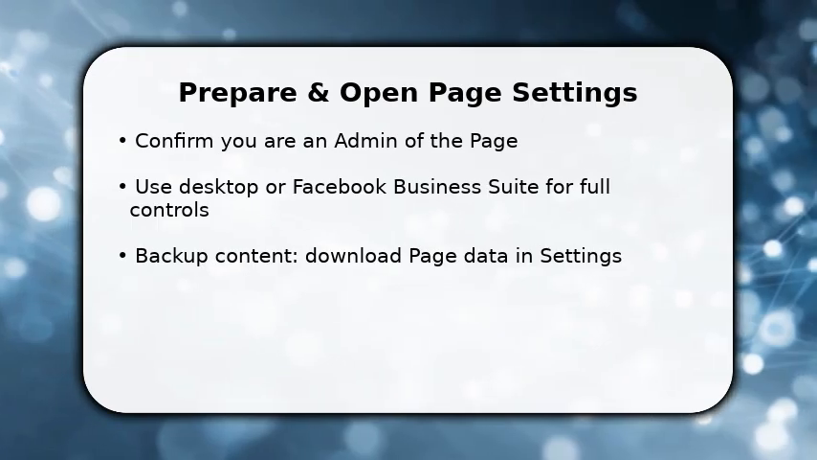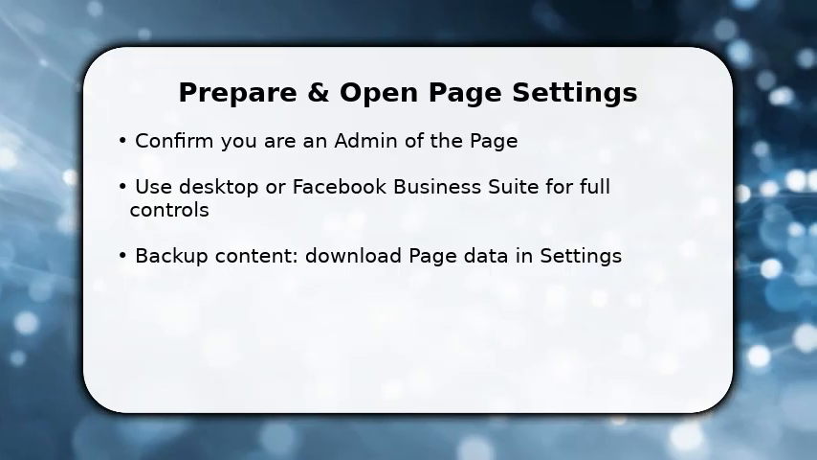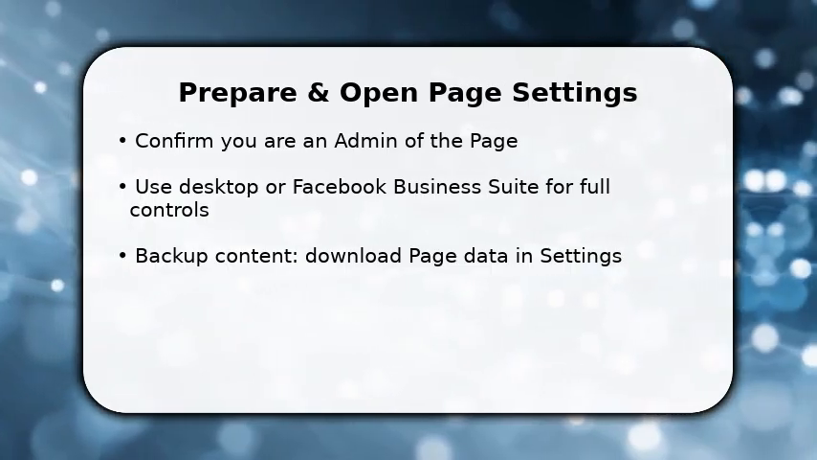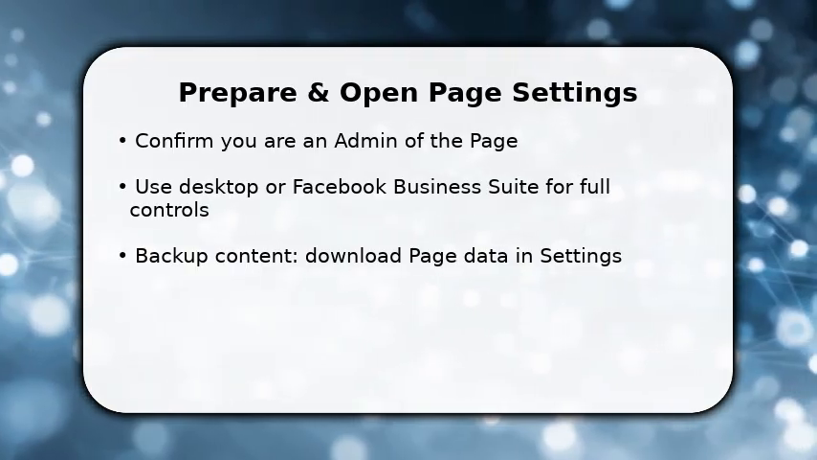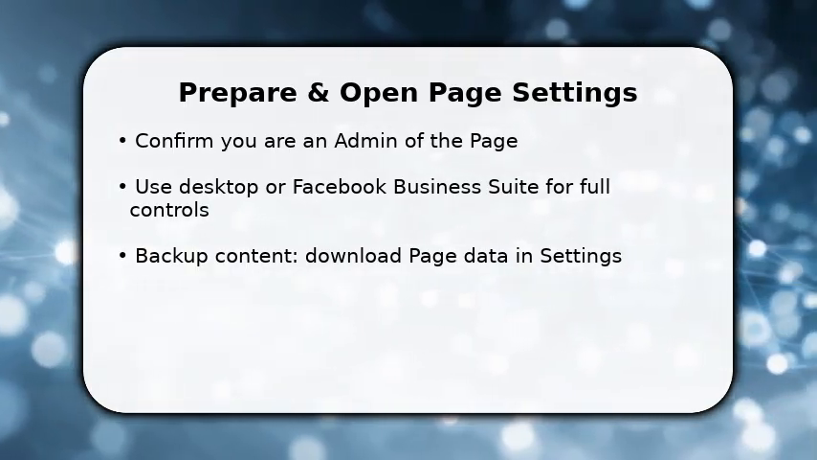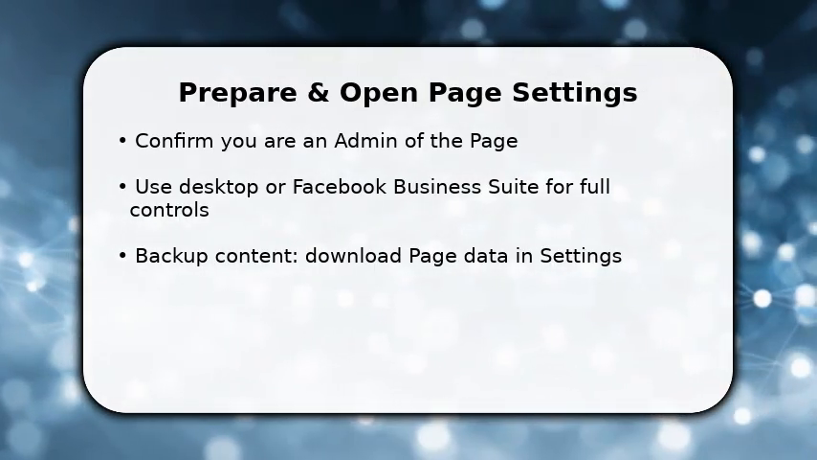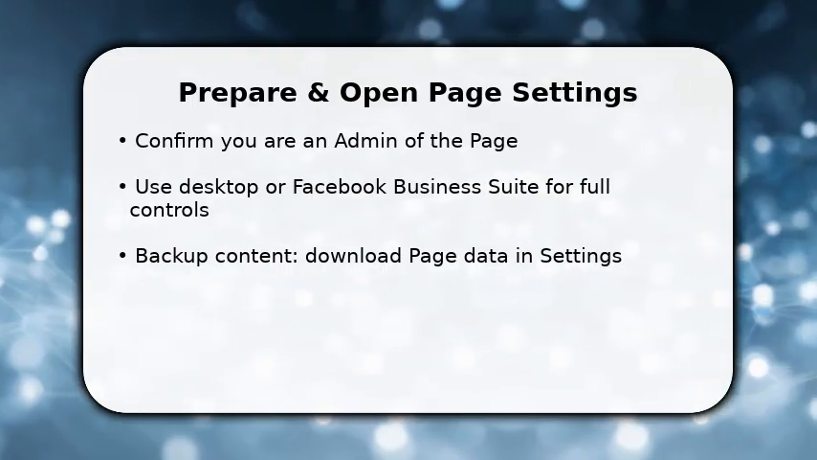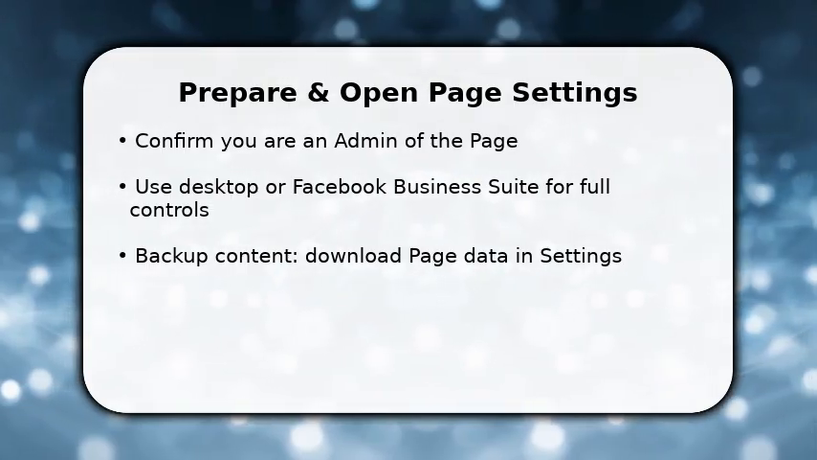Enjoy the video. You start by confirming you are an admin and that you've backed up any posts or media you might need later. Once done, open Facebook on desktop or the Business Suite app. Mobile hides options. Go directly to your page, then click Settings or Page Settings. Make sure to select the right page if you manage several. You're doing this now so that deletion appears in the correct account and you won't lose anything unintentionally.